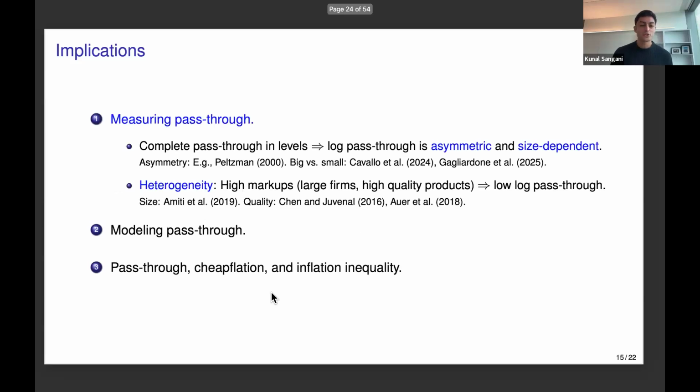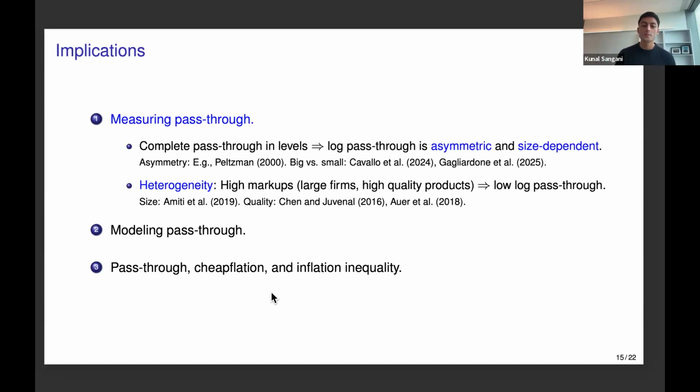So first, on measuring pass-through, if pass-through is complete in levels, measuring pass-through in percentage terms can introduce asymmetry and size dependence into pass-through just coming from the functional form that's being used to measure it. For instance, pass-through in levels would predict that log pass-through is going to look greater for cost increases than for cost decreases. You're going to get this asymmetry in pass-through. And pass-through in levels is also going to imply that log pass-through is going to look greater for large cost increases relative to small cost increases.